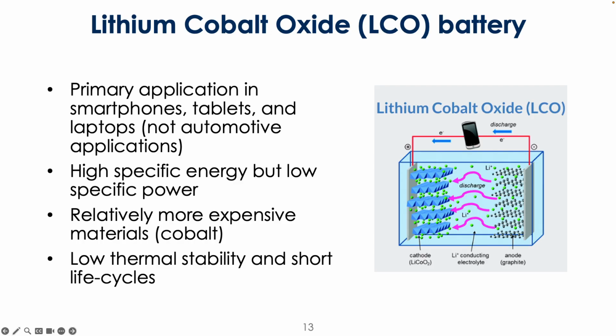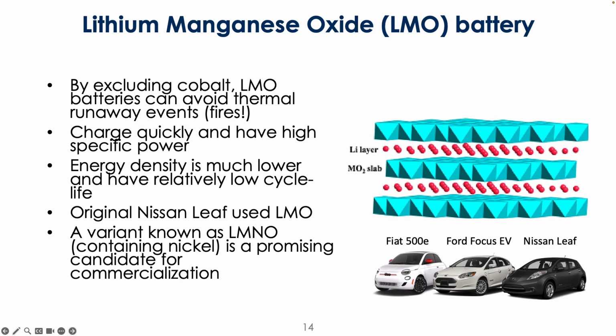If you're cycling your vehicle compared to your phone the same number of times every day for years on end, how long before your phone battery is unusable? Maybe 2, 3, 4 years. How long before your car battery is unusable? That's going to be a much longer time frame, right? 15, 20 years. And so in terms of relative number of life cycles, LCOs are going to be a little bit worse.